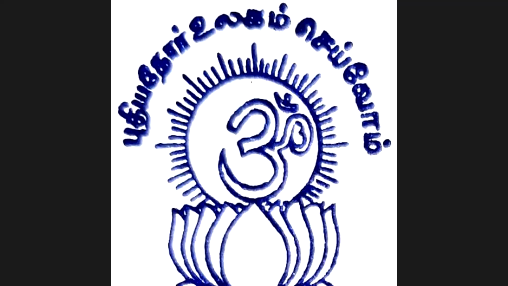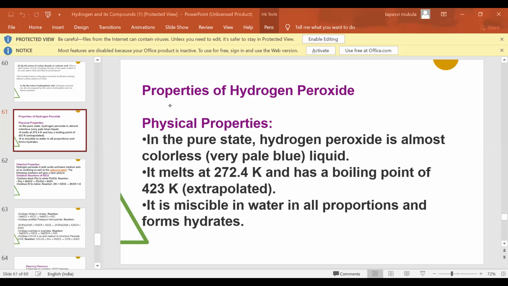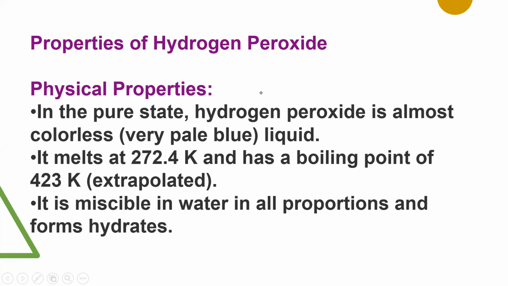So, in the previous lecture, we have completed hydrogen compounds up to preparations of hydrogen peroxide. Now, in this lecture, we are going to discuss physical properties, chemical properties and uses of hydrogen peroxide, and also how to express concentration and strength of hydrogen peroxide, and then we can wind up the class. So, let us start with properties of hydrogen peroxide.